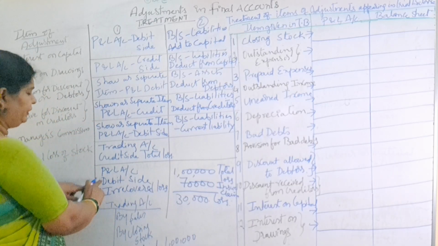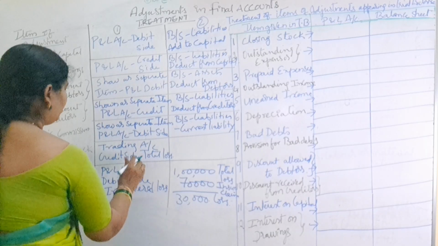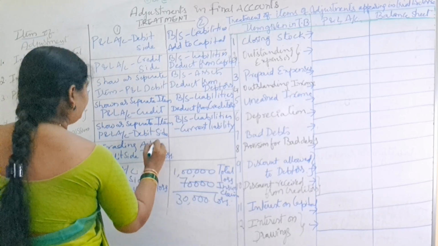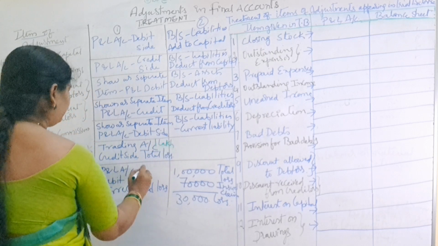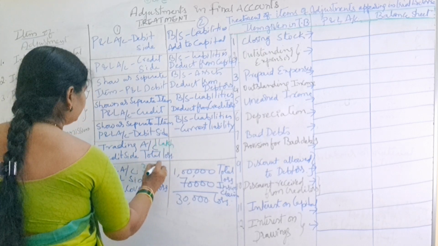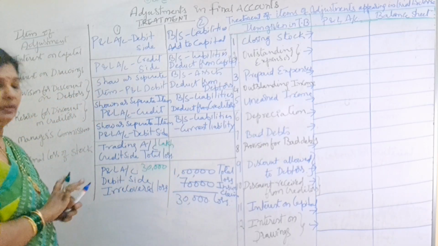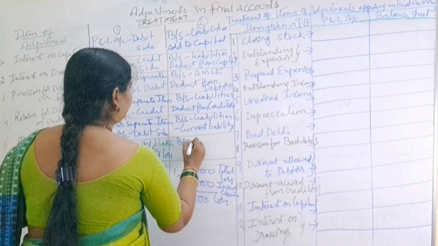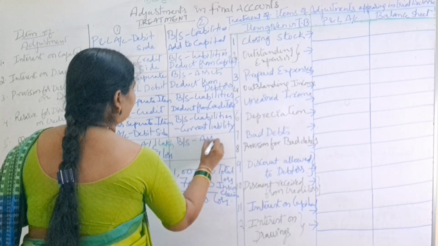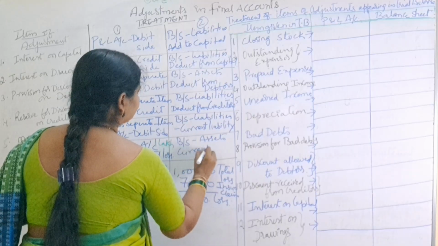So we'll show like this: profit and loss account, debit side, we'll show irrecovered loss. So here how much we have written? 1 lakh we have written. And here what is the loss we could not recover? Rupees 30,000. So then where you will show this 70,000? Okay, we'll go to balance sheet. Which side? Asset side. And we'll show it as current asset.